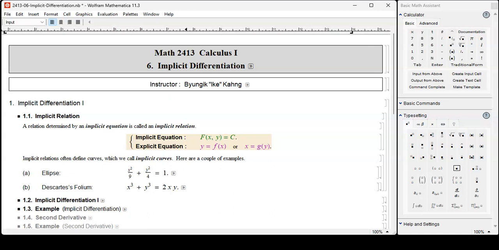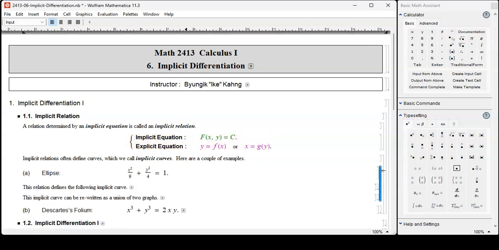The key point here is implicit equation versus explicit equation. And then they give rise to implicit relation and explicit relation, respectively. Now, explicit relations are basically functions. So geometrically, they're going to give rise to graphs. Right? How about implicit relations?